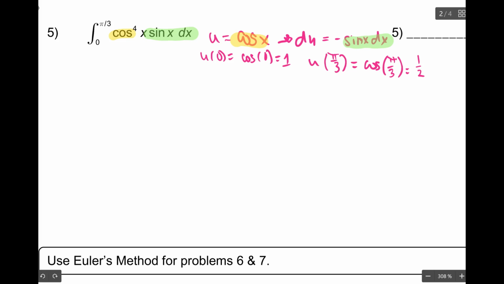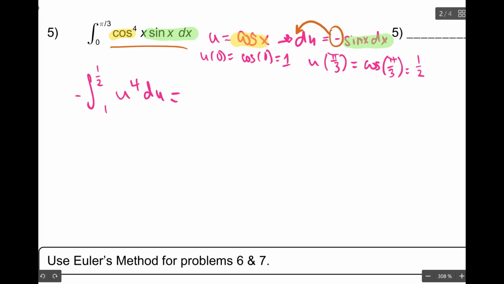All right, so we changed the bounds, which means we don't have to plug u back in at the end. We can just straight up evaluate it with these bounds. So don't forget I have this negative sign with du. This has to be included with du since it's not in the original equation. Whew. All right, so I have negative integral from 1 to 1/2 of u to the 4th du.